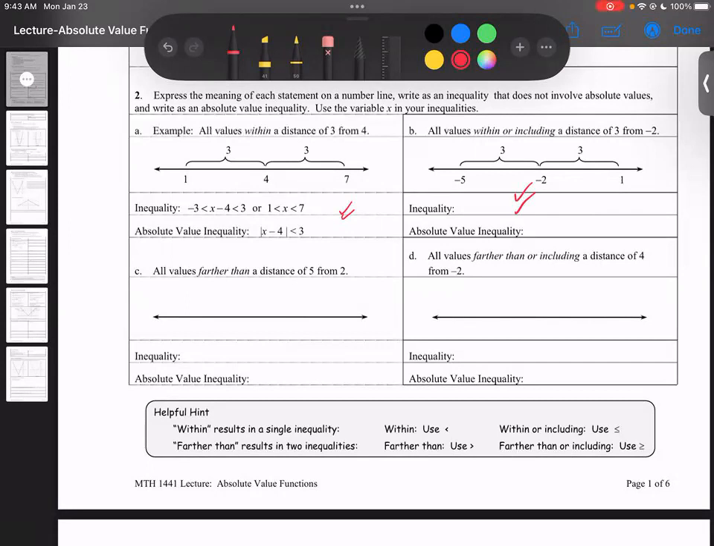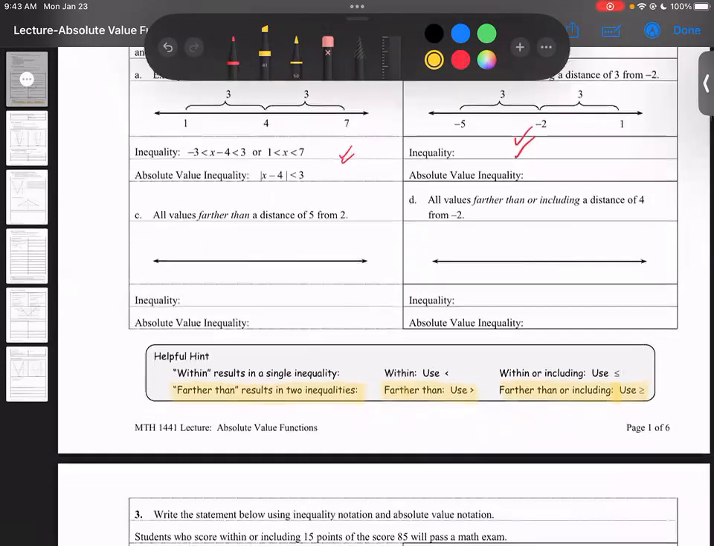All right, 2C. If it's farther than, you're gonna have 2 inequalities. If it's just farther than, then no equal sign, right? Just greater than. But if farther than or included, we're gonna include the equal signs. So let's take a look at 2C. All values farther than a distance of 5.